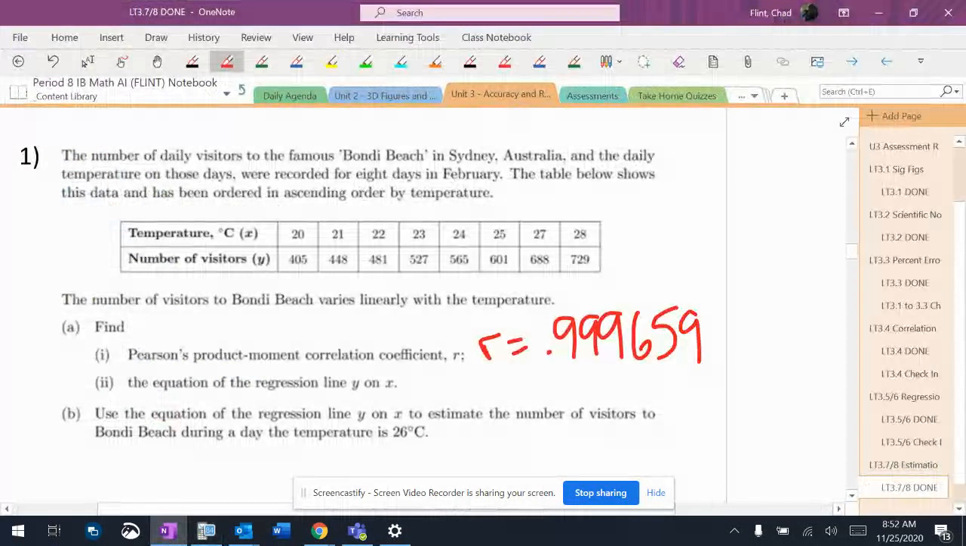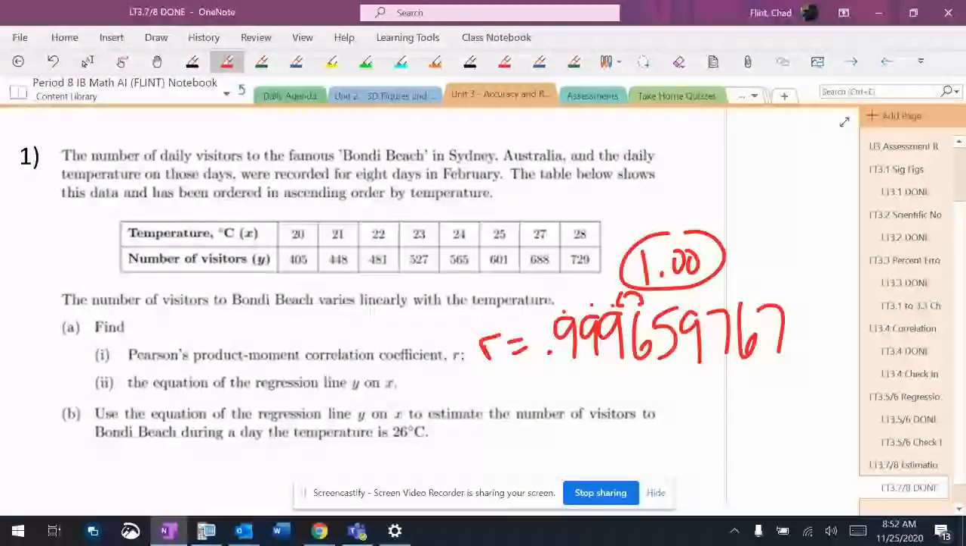0.99965 9767. Now, 3 significant digits would be 1, 2, 3. This digit would bump that up. So to 3 significant figures, you would actually get 1.00 if you wrote that down. I wouldn't do that. All right, I would use the whole correlation coefficient right there.